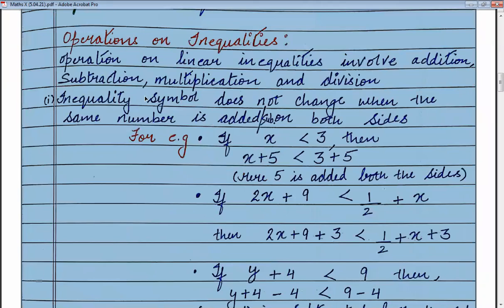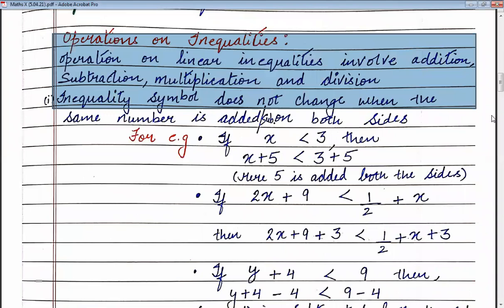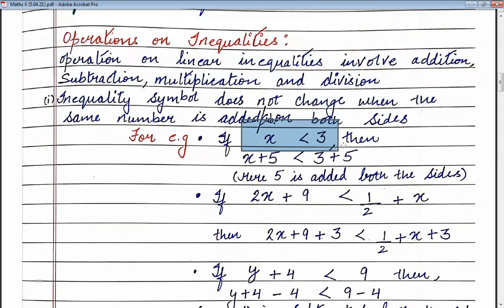Okay, students, let's discuss the operations on inequality. Now children, we will understand which type of operations we can use in inequality. We can involve addition, subtraction, multiplication, and division. Have a look on the very first inequality, that is x less than 3. This is a linear inequation and we are having x less than 3.